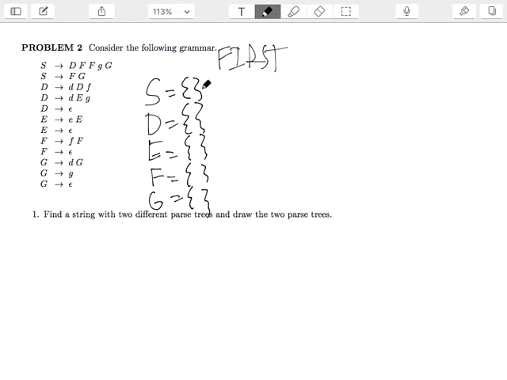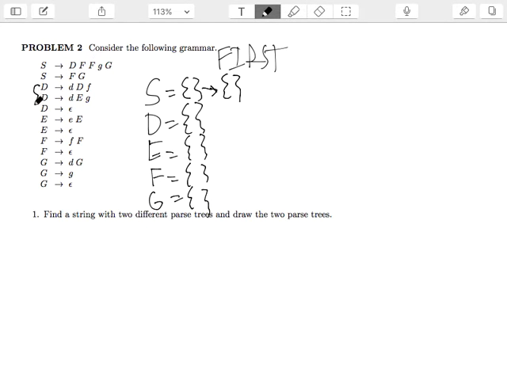Calculate the first of S. So I look at these two rules, right? And I see the first of S here is going to be the first of D. Add first of D minus epsilon to the first of S. The first of D is empty, so I add nothing and I don't change anything. I look at the next rule, I add the first of F minus epsilon to the first of S. That does nothing, so it remains the empty set.